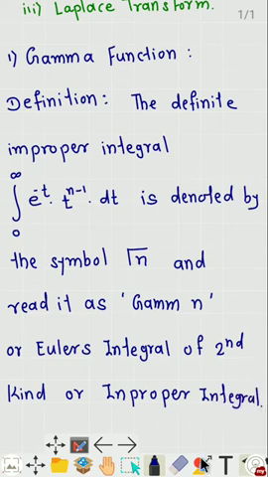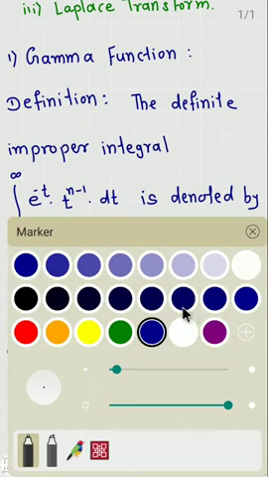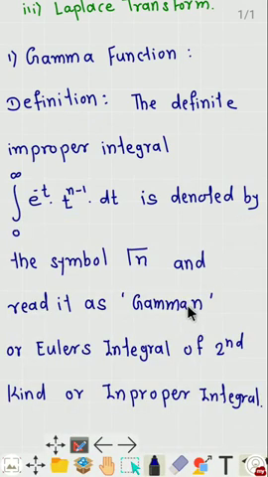So see here once again the definition. The definite improper integral, integration over 0 to infinity e raised to the power minus t, t raised to the power n minus 1 dt, is denoted by the symbol gamma n, and read as gamma n, or Euler's integral of second kind or improper integral. So gamma n is equal to this integral.